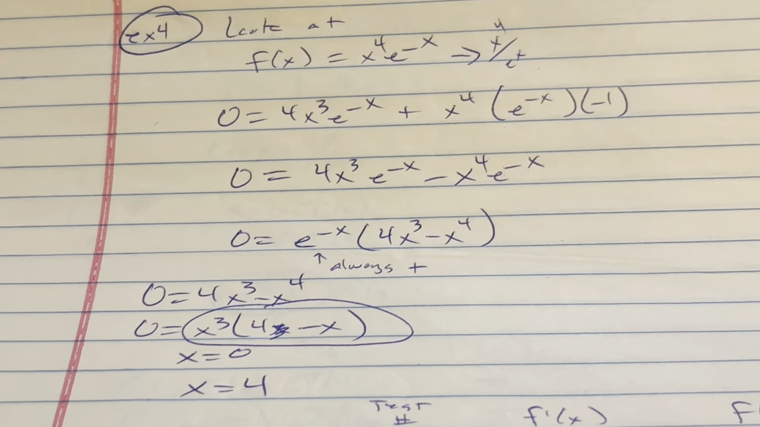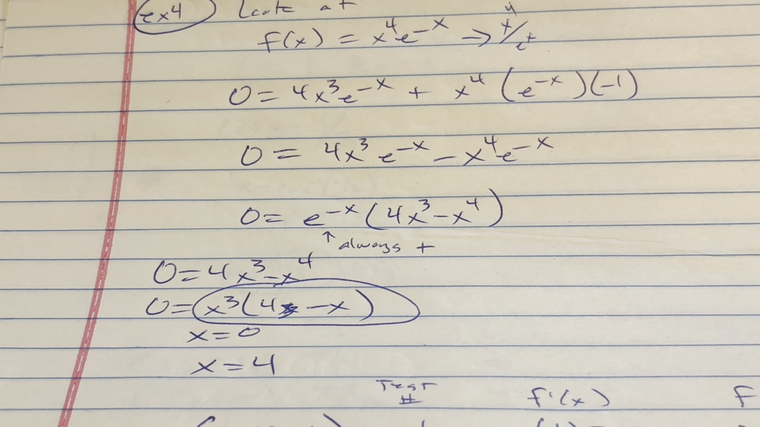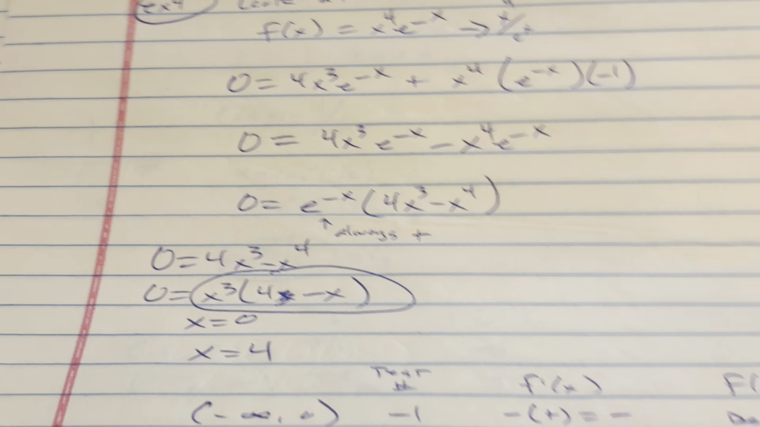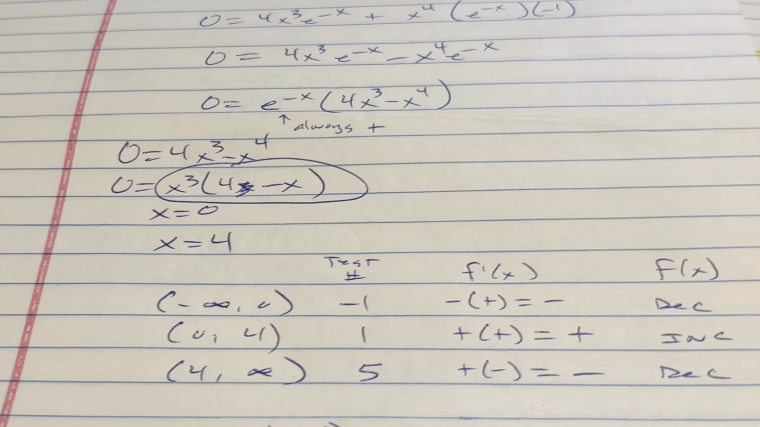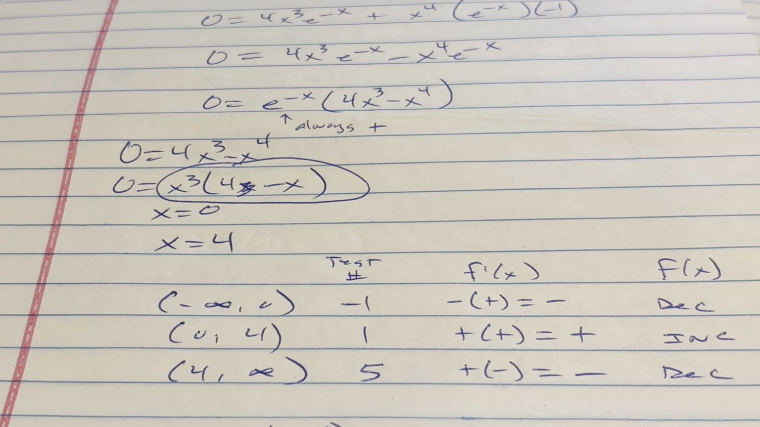Okay? And then you factor out x to the third, leaving you with 4 minus x. Almost made a boo-boo there. You have two critical numbers of x equals 0 and x equals 4. This is also a classic question for like, hey, what are the critical numbers of this function? Very classic question here. All right, so we're talking about negative infinity to 0, 0 to 4, and 4 to infinity.